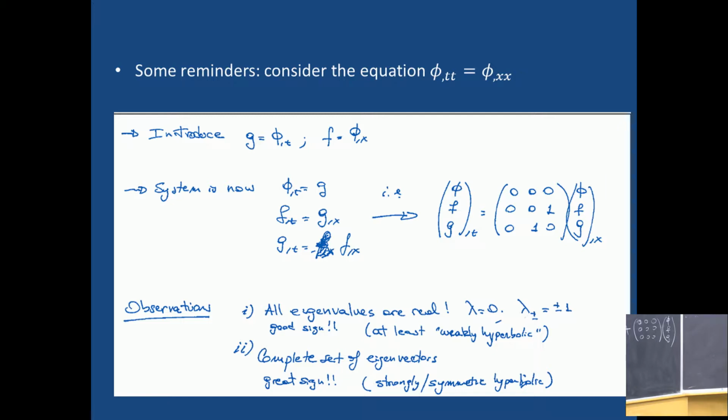The first thing we notice is that if we compute the eigenvalues, they're all real. They are 0, 1, or minus 1. So that's a good sign. It says that at least the system is weakly hyperbolic. If any of these eigenvalues were imaginary or had an imaginary part, that would guarantee that any problem we study cannot be well posed.